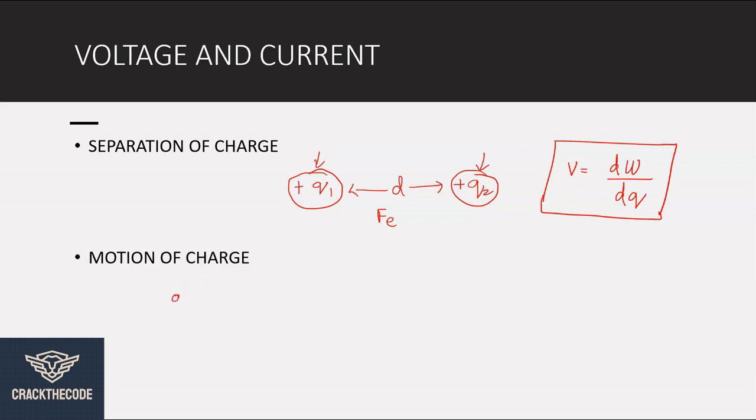Next comes the motion of charge. So let's say this charge Q moves with respect to time. This motion of charge, or this rate of motion of charge, is what leads to what we call the current. So current can be expressed as dq by dt. These two are very important formulas, and some of the most basic formulas that we need to keep in mind for solving a lot of problems.